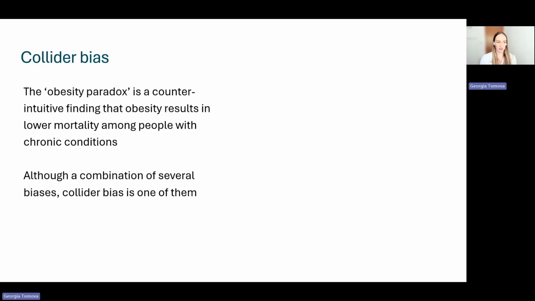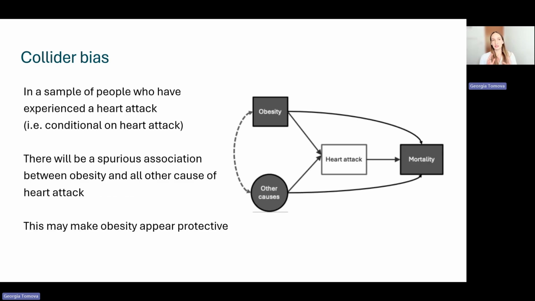The reason why it occurs is that this is always observed in people with chronic conditions. For example, this might be if we study a sample of people who have experienced a heart attack. We can understand this as conditioning on heart attack because everyone in the sample has had a heart attack. And then obesity is one potential cause of a heart attack, and we're interested in the effect of obesity on mortality. So here in this figure, we have obesity causing a heart attack, obesity causing mortality, and heart attack causing mortality as well.